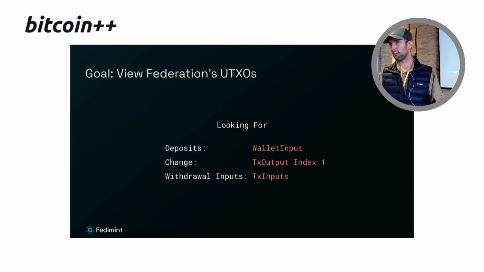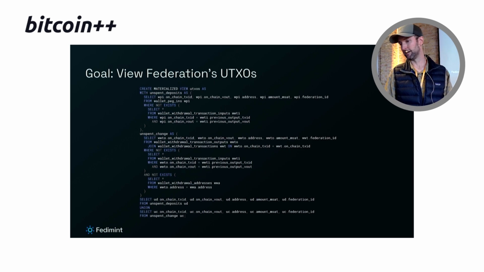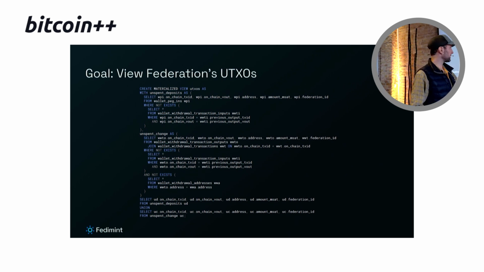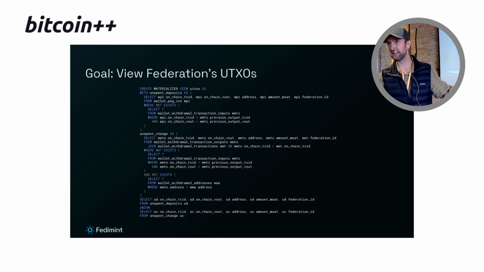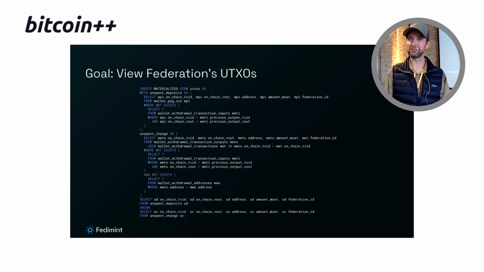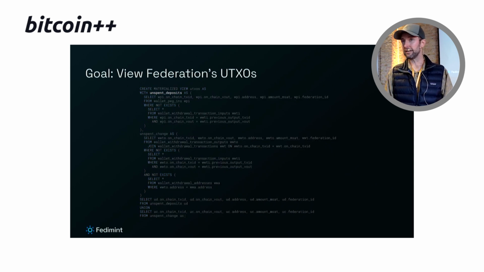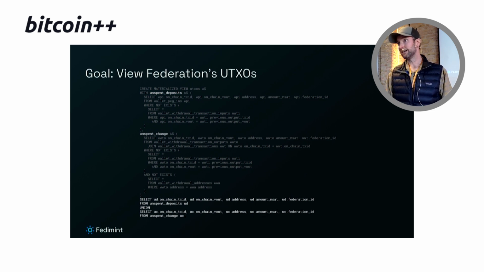Awesome. So that's actually all we're looking for. We found all our deposits, found all of our change, and found all of our withdrawal inputs. So we can take all this, do some migrations, add some new tables, then put up a monster query like this, which actually is probably not that monster of a query if you guys are familiar with SQL, but we're not going to take the time to walk through all this. Just at a high level, we're looking at all unspent deposits, looking at all unspent change, smushing it together, and that's our view of the UTXOs for the Federation.